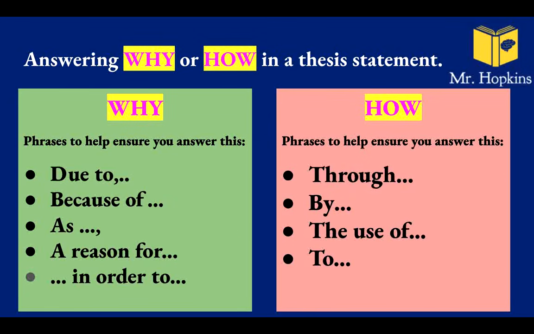Now, when you're looking to answer how or why, there are a couple of phrases you can use. By using these, you will know for a fact that you've done this. So if you're looking to answer why, you could use due to, because of, as a result, a reason for, or in order to. If you want to explain how, you can use through, by, the use of X causes Y, to. Make sure you have the how or the why. These should be highlighted in purple writing.